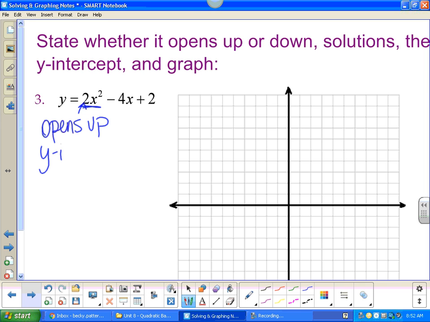I'm going to go ahead and do my y-intercept because that's really easy. My y-intercept is a positive 2. To find my solutions, which are my x-intercepts, I'm going to take this and set it equal to 0. I'm going to solve it.